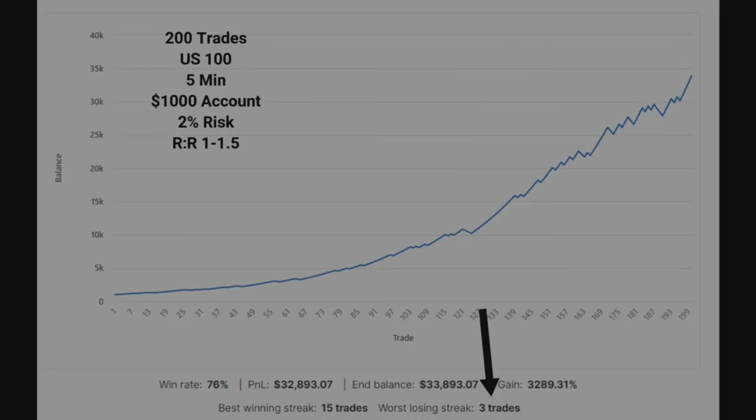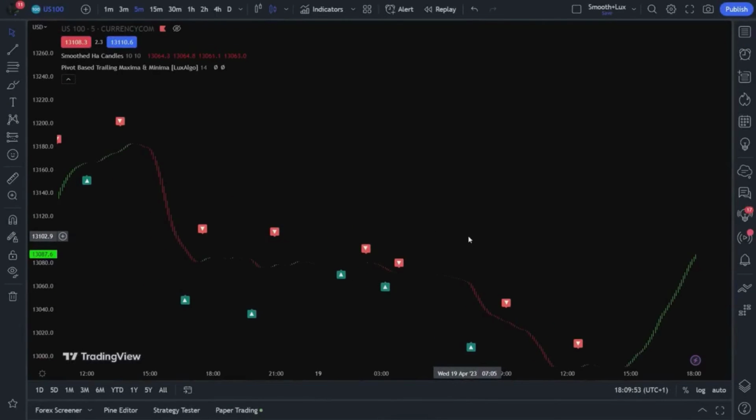So what could we do better regarding this strategy? Well, the pivot-based trailing indicator is good, but it is not the most effective entry point indicator out there. However, we could use this indicator with another to improve accuracy. I personally would use the STC indicator.